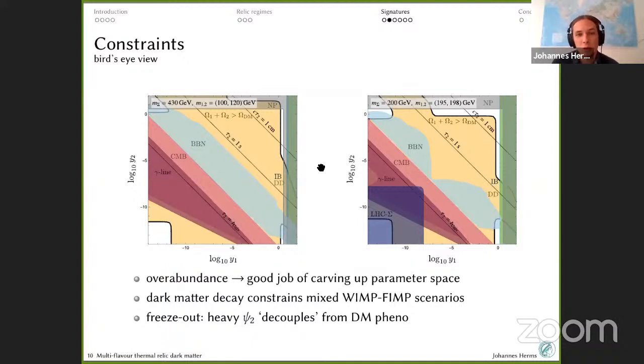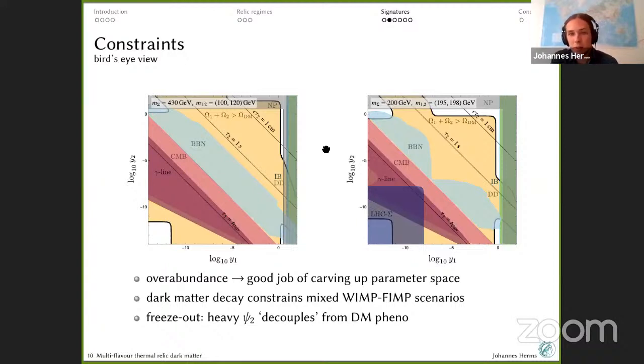So here we can already also see that, looking only at dark matter phenomenology, if the second dark matter flavor is much heavier than the lighter one, then it decouples, so to say, from interesting dark matter phenomenology. So here, for example, the co-annihilation region is well in the regime where you would need non-perturbative couplings to get the right relic abundance.